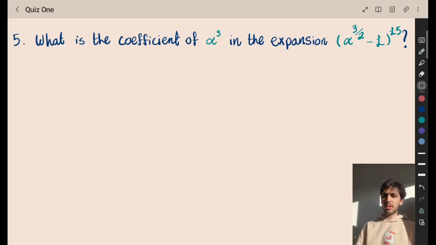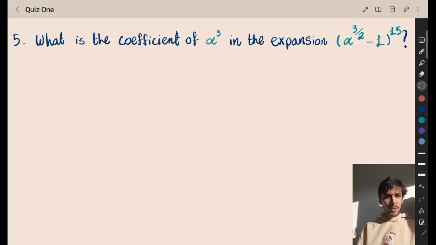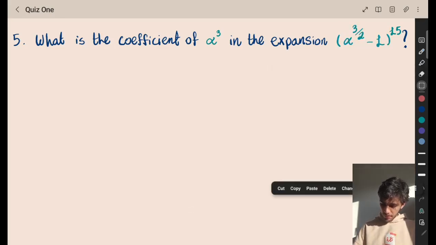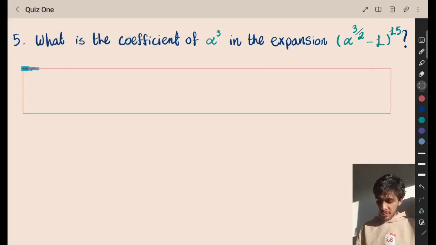Immediately, I think the first thing you should start thinking about is how to deal with this thing. As I've instructed earlier and before, you may proceed by multiplying this expression by itself 15 times, but that is not something I would recommend. Instead, we can use a very useful tool, which is the binomial theorem.